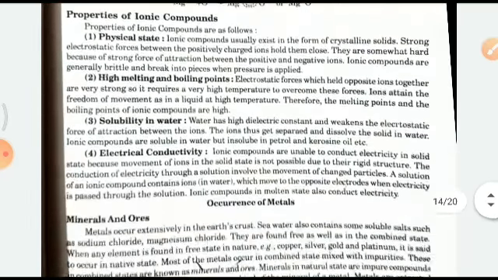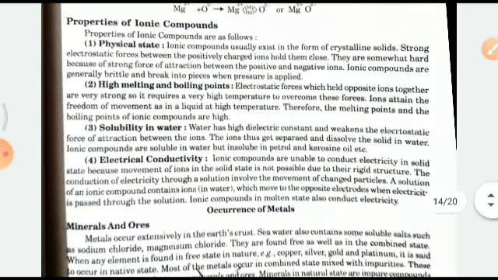Now we come to the properties of ionic compounds. First is physical state. They usually exist as crystalline solids. The strong electrostatic force between the positively and negatively charged ions holds them close. They are somewhat hard because of the strong force of attraction. They have high melting and boiling points, because the electrostatic force which holds opposite ions together is very strong, so it requires a very high temperature to overcome these forces.